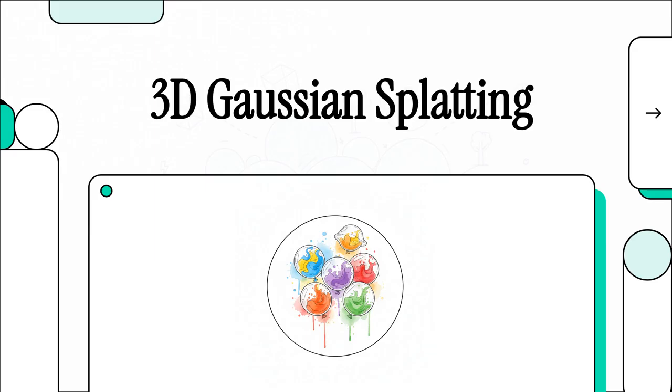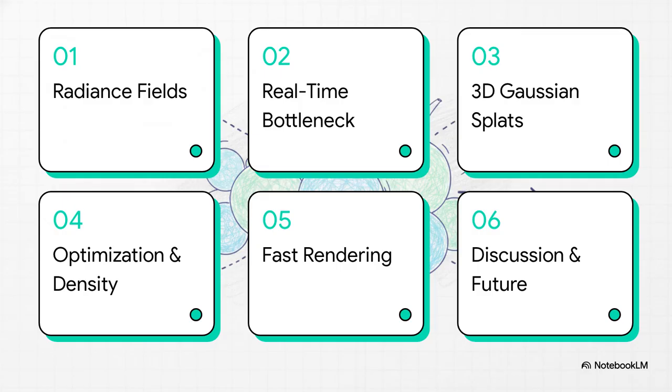Today's explainer is going to unpack the rigorous math, the specific algorithms, and the exact hardware benchmarks of how this team finally cracked the code. Our breakdown today follows a strict six-part architecture. Number 1, impact of radiance fields. Number 2, the real-time bottleneck. Number 3, breakthrough 3D Gaussians. Number 4, optimization and density. Number 5, fast rendering algorithm. And number 6, discussion and future.